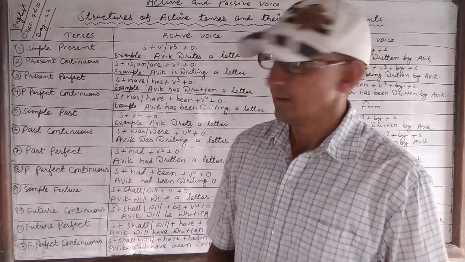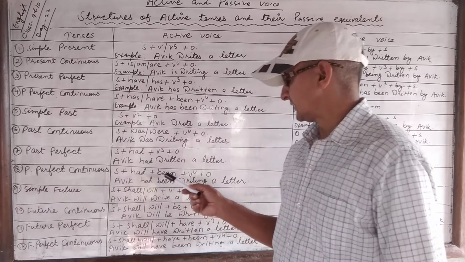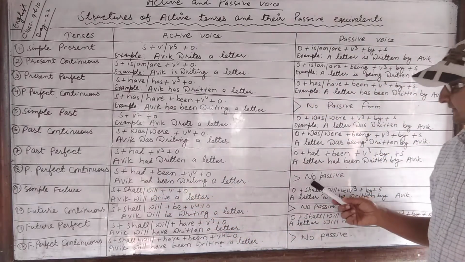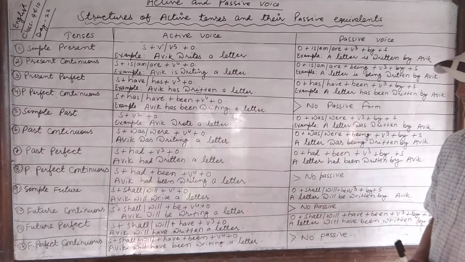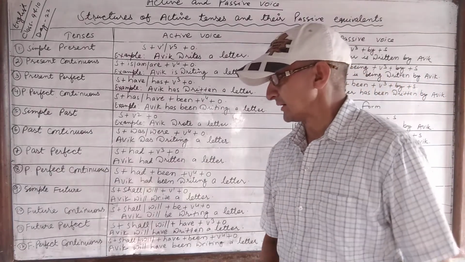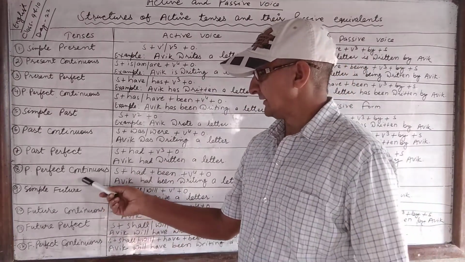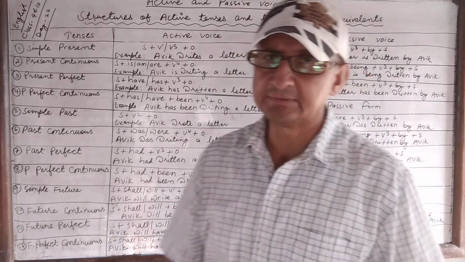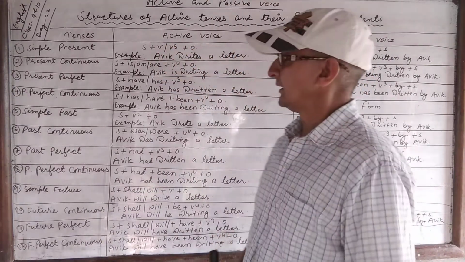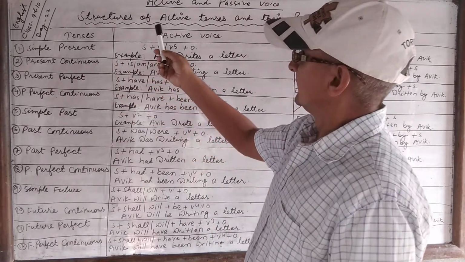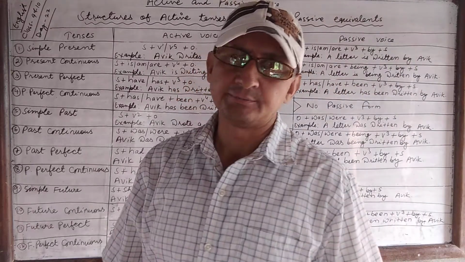In this way, we write the structure of past perfect continuous tense. And talking about the passive voice, there is no passive form. There is no passive voice of past perfect continuous tense. We can't change past perfect continuous tense into passive voice. In this way, we write the structure of active tenses and their passive equivalent.